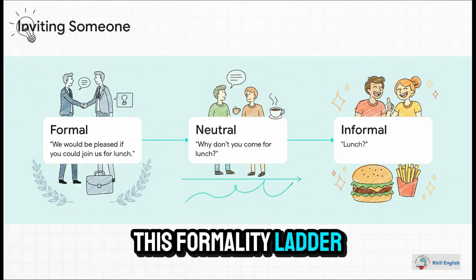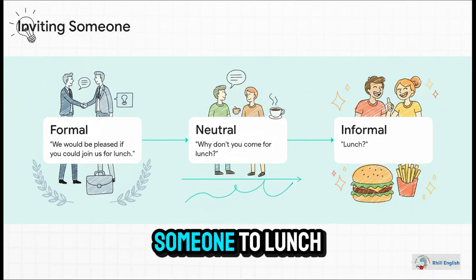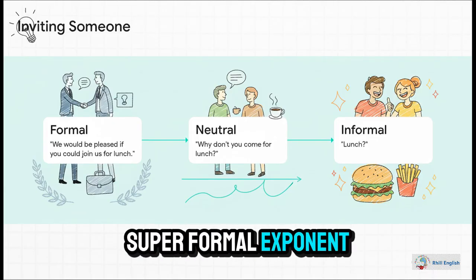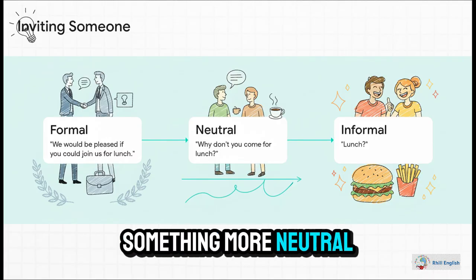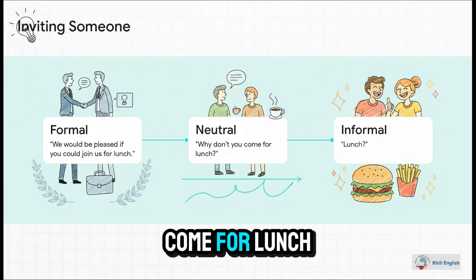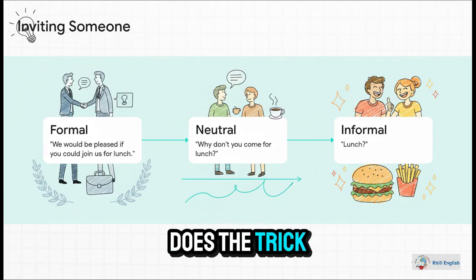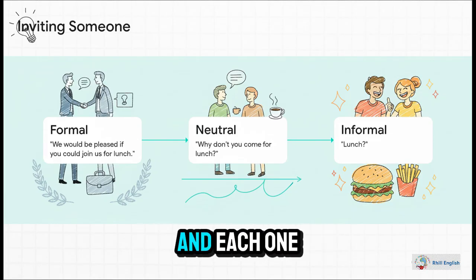This formality ladder is a perfect way to see this in action. Let's say the function is inviting someone to lunch. At the very top, for a business client, you'd use a super formal exponent. "We would be pleased if you could join us." But for a new colleague, something more neutral and friendly is better. "Why don't you come for lunch?" And for a close friend you see every day, just one word does the trick: lunch. See? One function, three different exponents, and each one is only appropriate in a specific context.